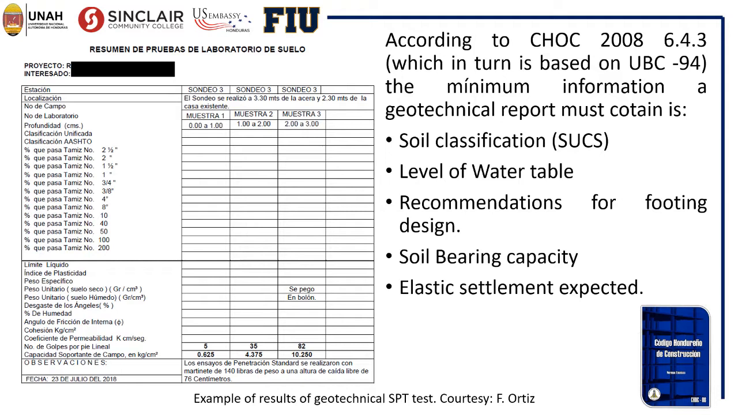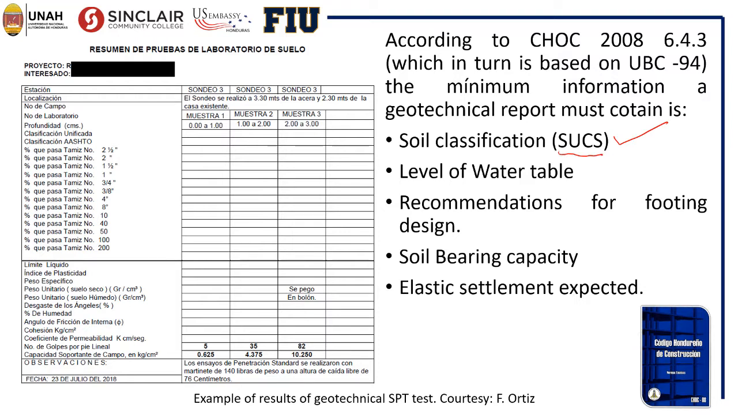And that one is mainly used for rocky soils. Okay, according to the Honduras standard, which in turn is based on the Uniform Building Code from 1994, the minimum information a geotechnical report must contain is the following features. The first one is the soil classification according to SUCS.